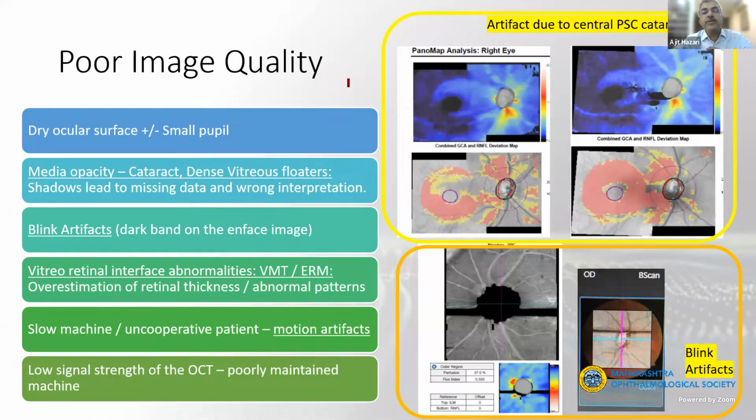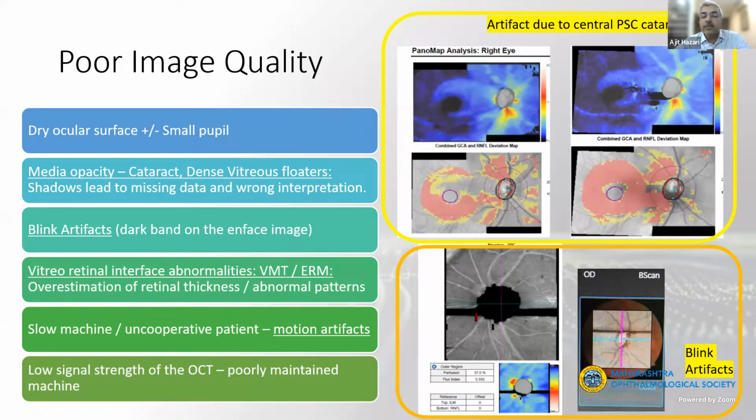Going further into poor image quality analysis, if we are doing OCT after lots of other tests have already been done on the patient's eye, then it can result in a dry surface which can affect the image quality. If it's a small pupil along with a cataract, again, that would affect the image quality. Media opacities like cataract and dense vitreous floaters cast shadows on the retina, like you see in the example on the upper right side, and this leads to missing data and wrong interpretation.